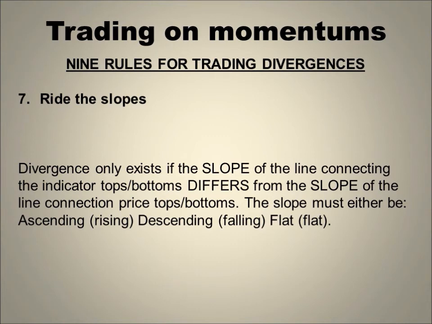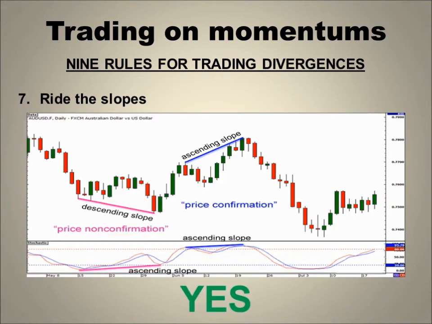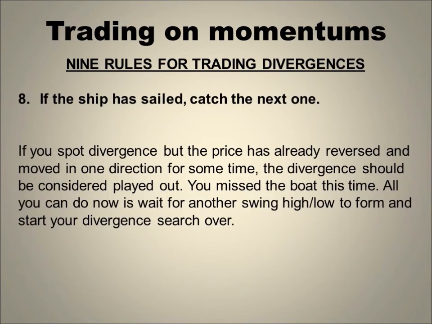And number 7, ride the slope. So divergence can only exist when the slope of the line is connecting the indicator, and also when the price and momentum differ. So again, this is the proper way of riding the slopes.